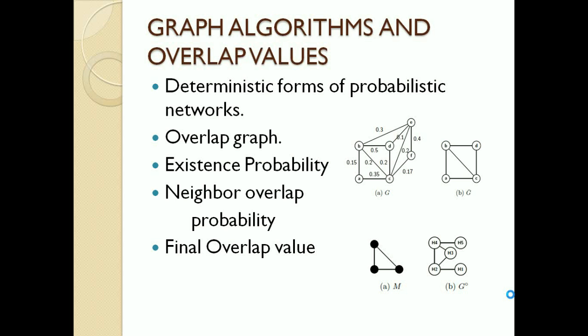This step is repeated until the overlap graph which we constructed in step 2 becomes empty. So the output frequency F2 is obtained by adding the existence probabilities of the embeddings. This is the output which is produced in our project.